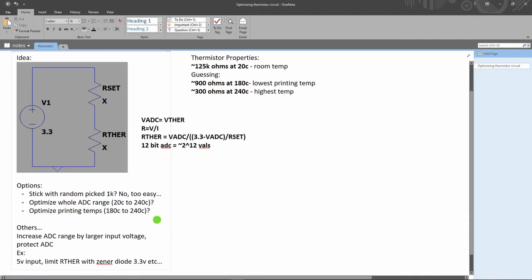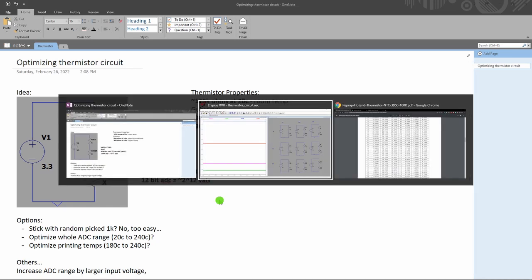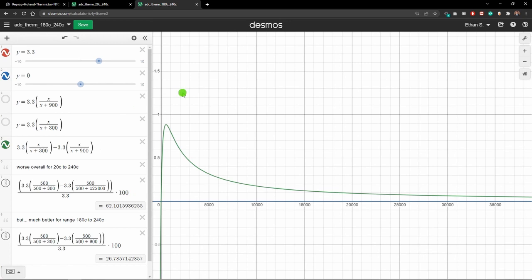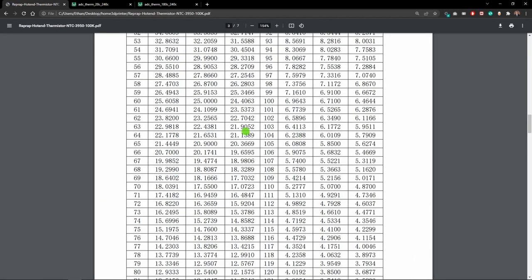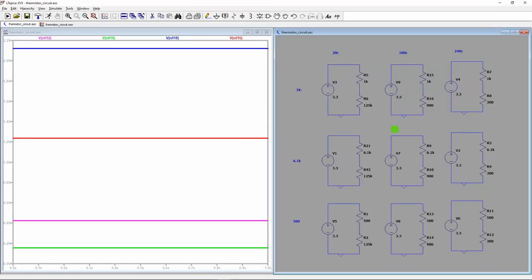So that pretty much concludes everything. I just want to make this video to inform people about how I'm making the decisions on which resistors to use. I'm just using these equations, using this data sheet, and then just a little bit of math to figure it out, and then some LTspice to just visualize it.